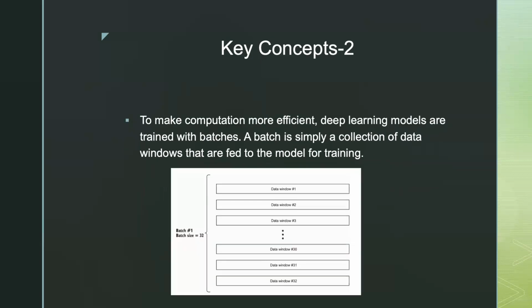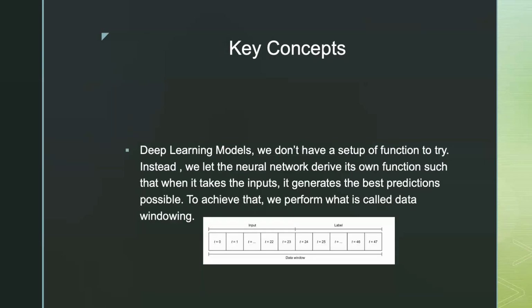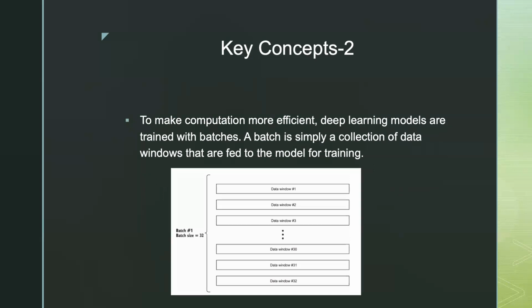Next is concept two. Whenever you have so much data, you need to prepare multiple batches, any number of batches. Batch one contains, here, 32 windows, basically a batch size of 32. What that means is window one, window two, window three, and each window contains 24 steps. If you think here, a window is 0 to 23, which means 24 steps. That is one data window. Now we have 32 data windows.